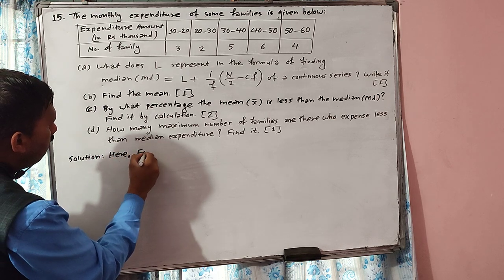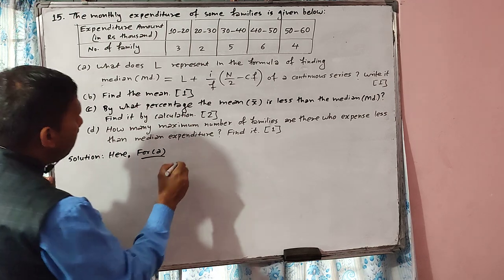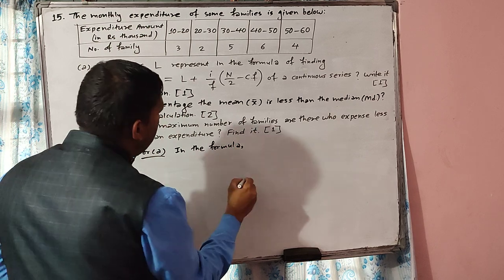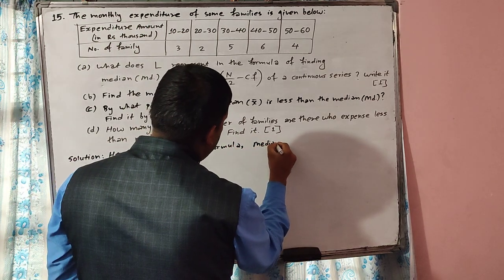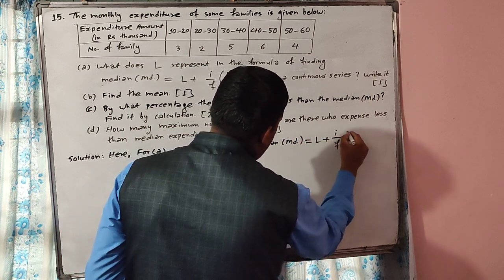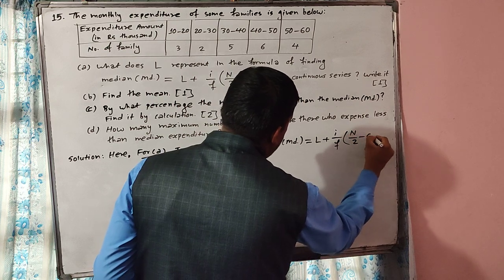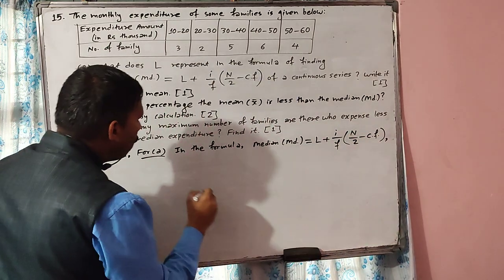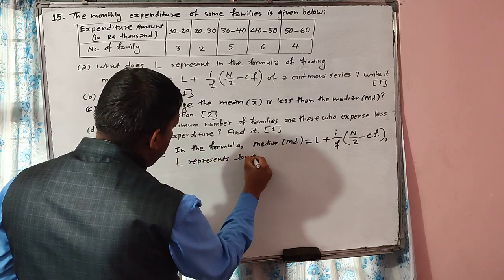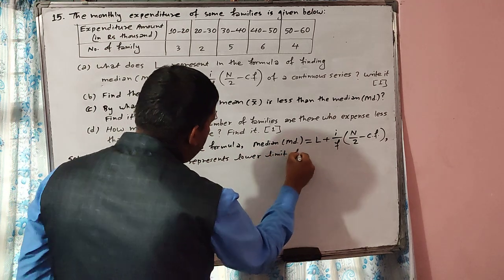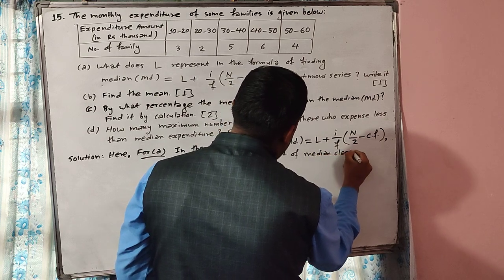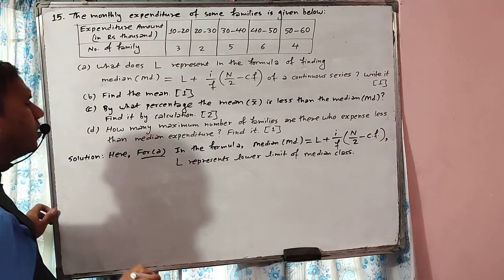Here, for A, in the formula, median MD equal to L plus I by F times N by 2 minus CF, L represents lower limit of median class. L represents lower limit of median class.